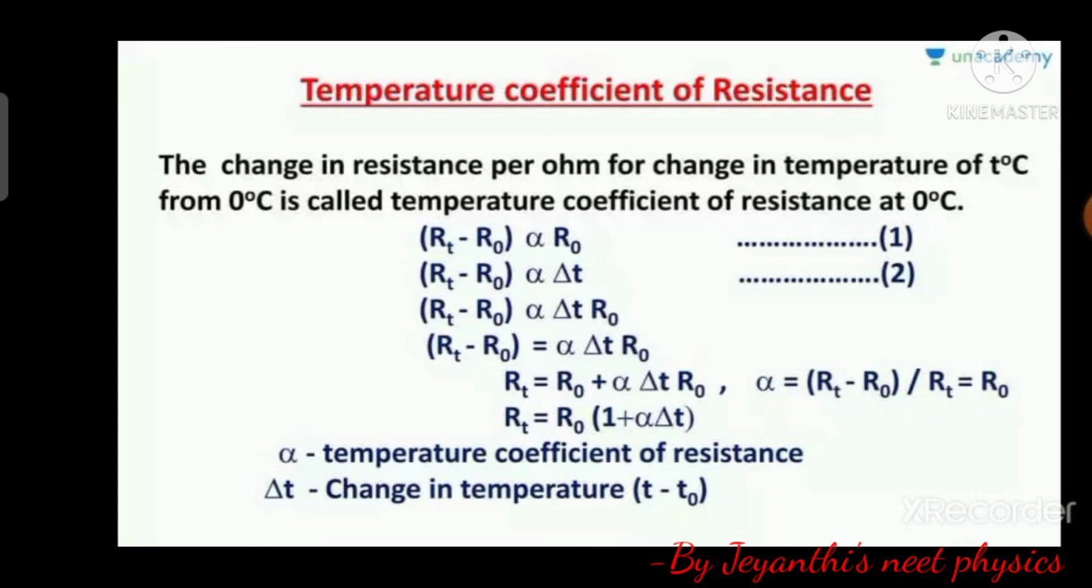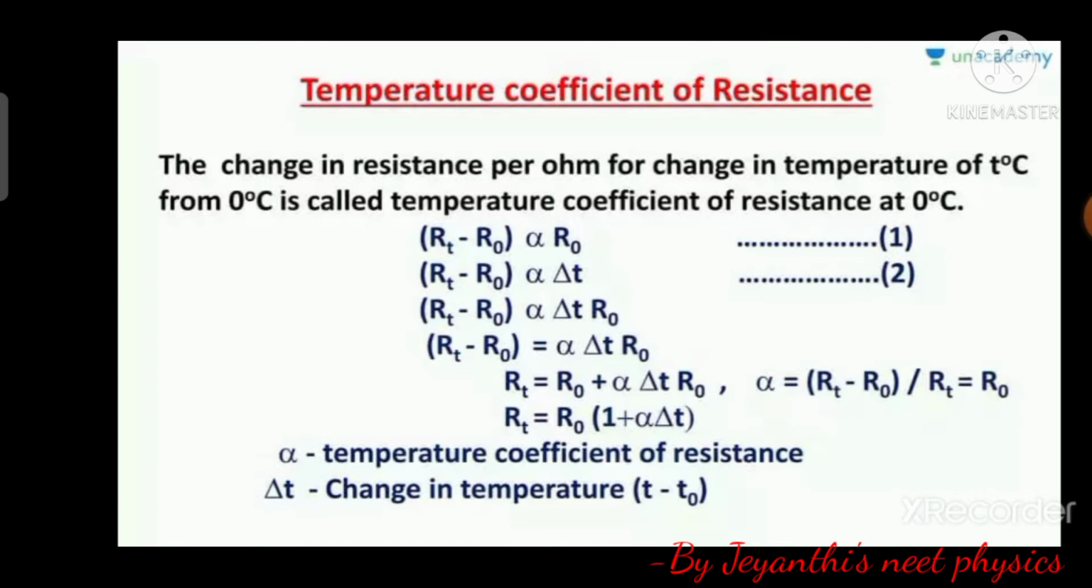Normally for conductors, when temperature increases, the resistance also increases. That means the resistance is directly proportional to temperature. But for semiconductors and other insulators, it is totally different. So an equation is derived.